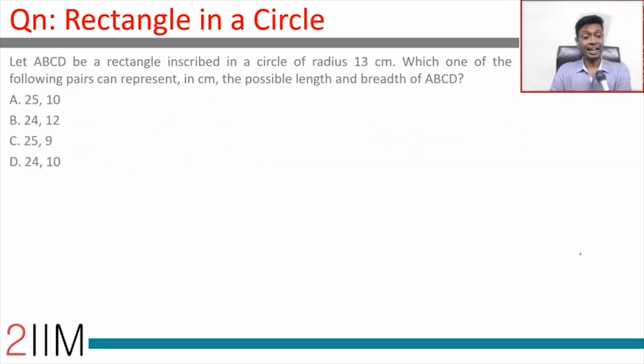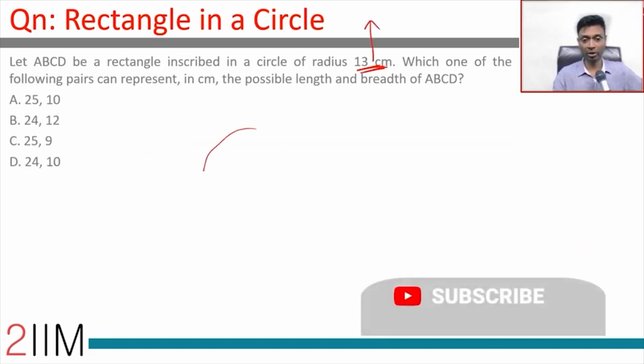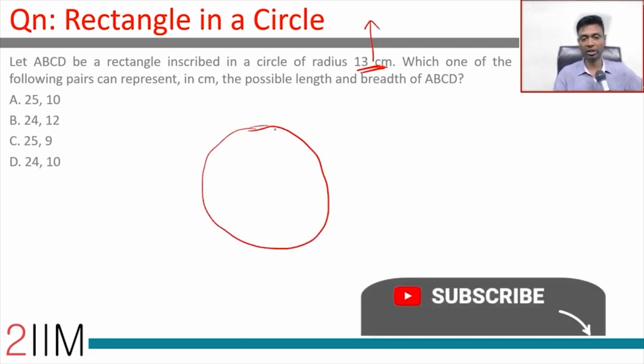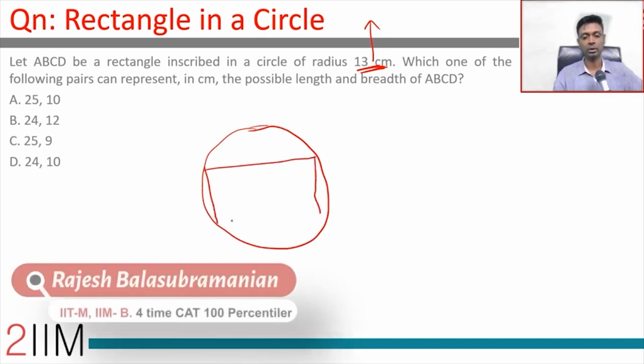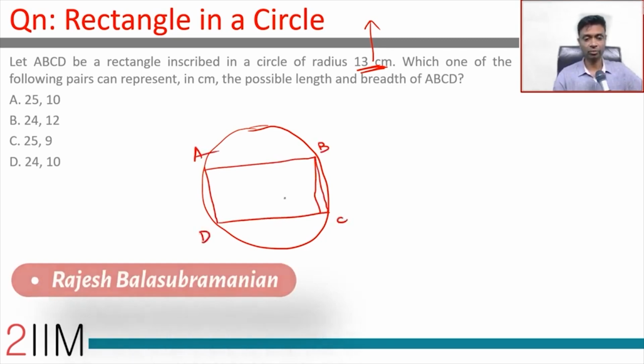Let ABCD be a rectangle inscribed in a circle of radius 13 centimeters. Oops, 13 centimeters, radius, circle. This gives me a lot of joy. I love 13 centimeters, and you'll kind of see why. The moment I see 13 centimeters, I'm jumping up and down with joy. ABCD is a rectangle. So think about this. A, B, C, D.